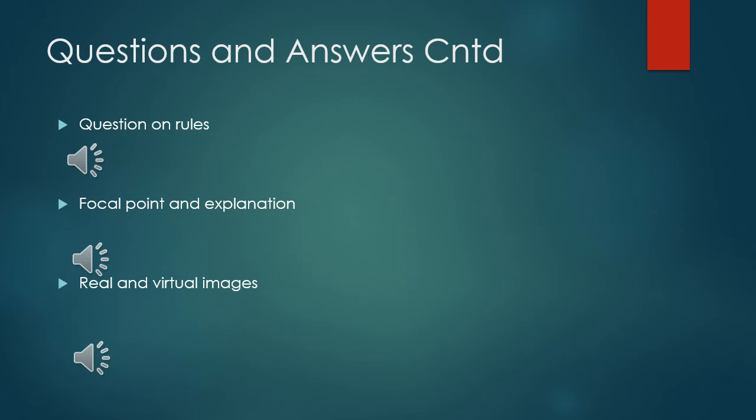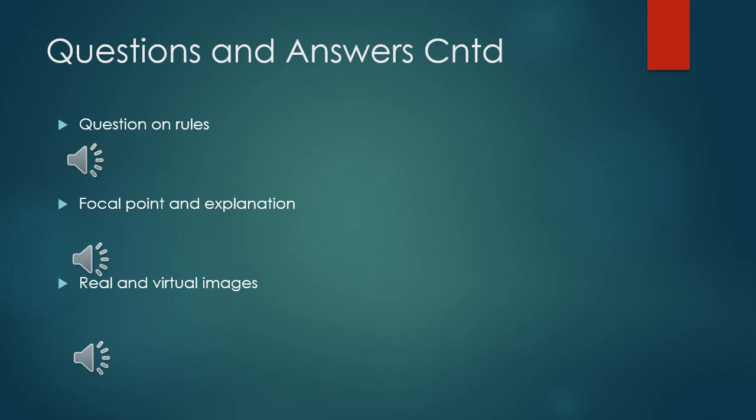And always keep in mind, in the case of a concave lens, the focal point will always be on the same side as the incident rays. So if the incident rays are coming from the left, the focal point will be on the left. If the incident rays are coming from the right, the focal point will be on the right.